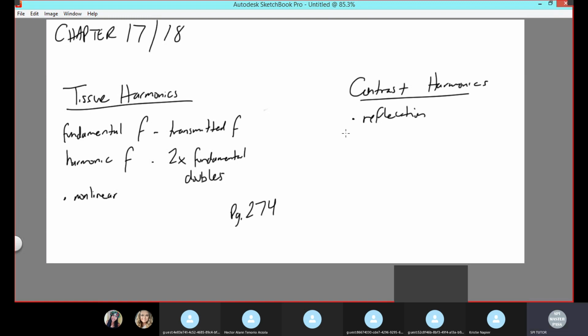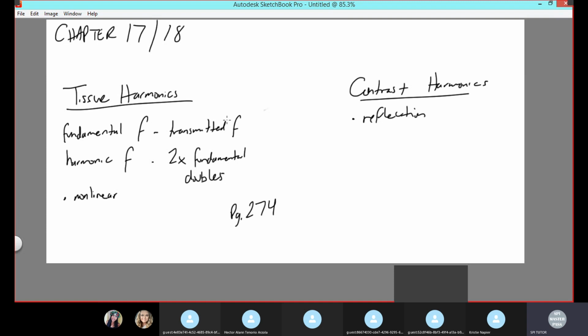So for contrast harmonics, you have the same idea of this non-linear behavior, the same as the tissue harmonics. Then you have the question, what are the requirements for bubbles? Because that's what we use, microbubbles, and they interact with the ultrasound beam. And you have this list on page 278 that tells you the 5 requirements: they must be safe, they must be small, they must be a strong reflector.